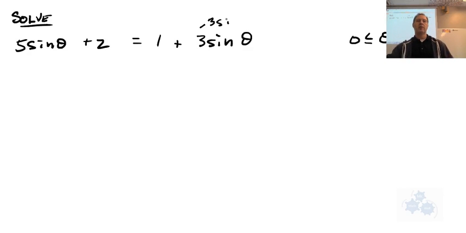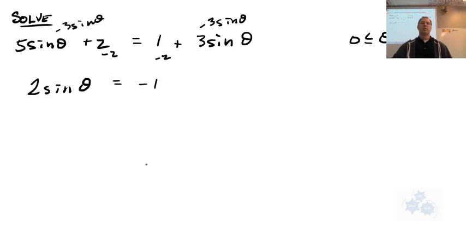So let's subtract. It's a smaller one over here, so let's subtract from both sides. 5 sine theta minus 3 sine theta would be 2 sine theta. And let's get rid of this 2 as well. Equals negative 1 over here. Okay, does everyone see how that first line turns into the second one there?